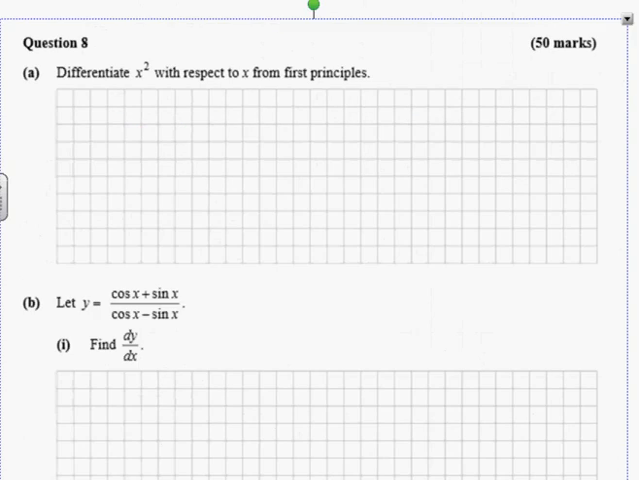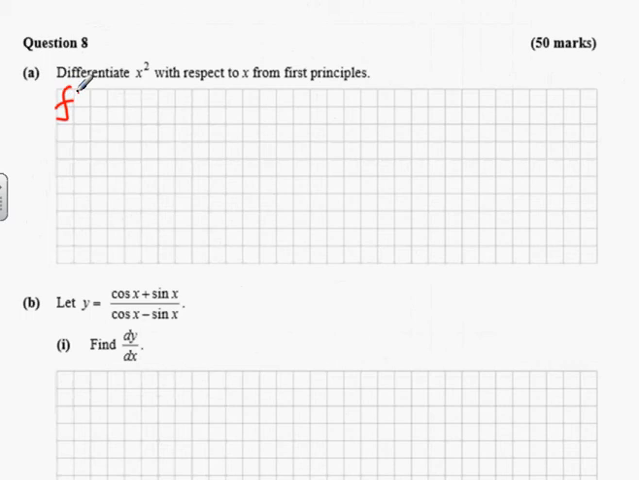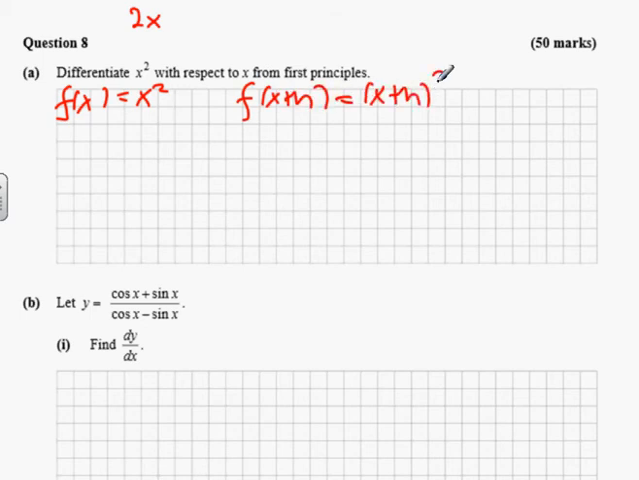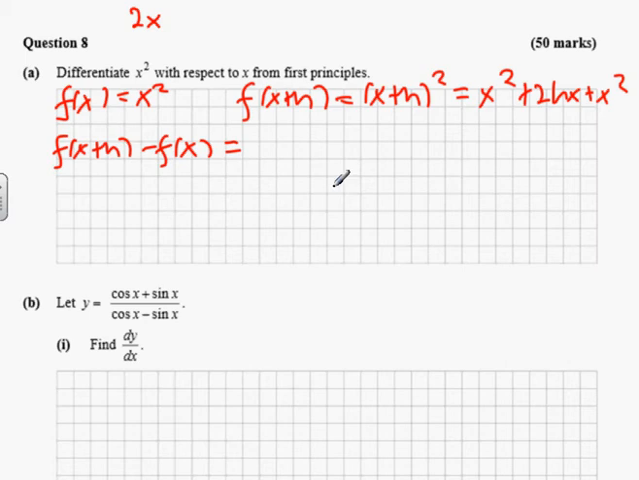Differentiate x squared from first principles. So first principles means that f(x) equals x squared. Now we know the answer is 2x, but we've got to show the working. f(x plus h) ends up to be (x plus h) squared, which ends up to be x squared plus 2hx plus h squared. Step 2 then is f(x plus h) minus f(x), and this turns out to be x squared plus 2hx plus h squared minus x squared.